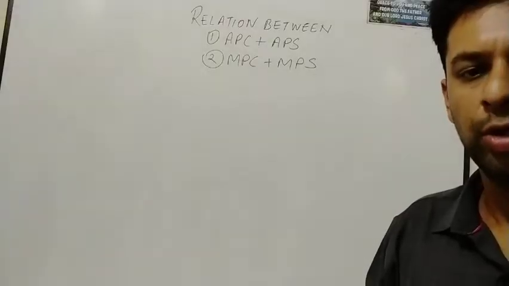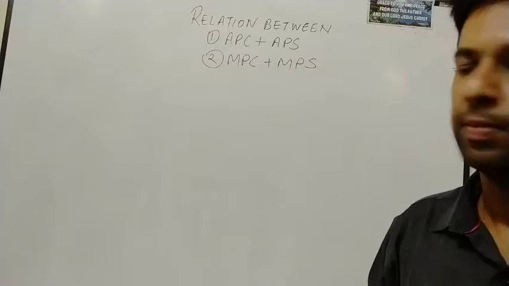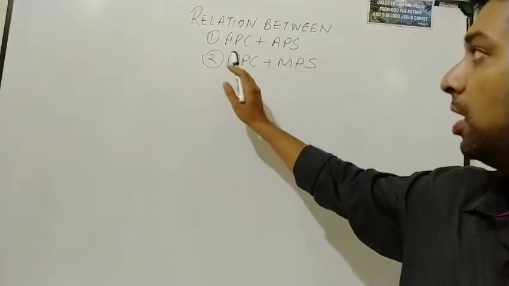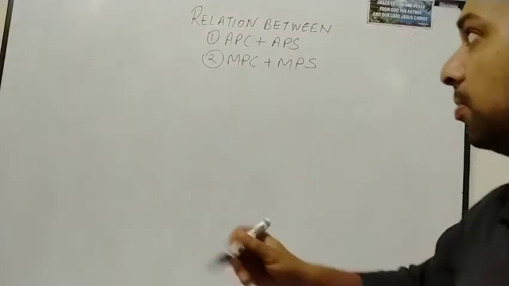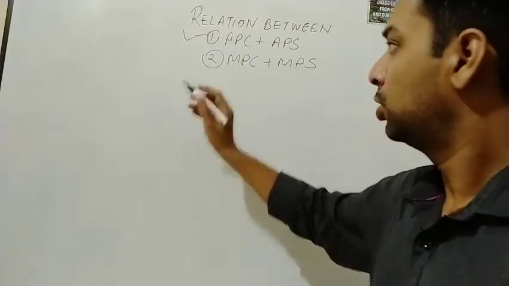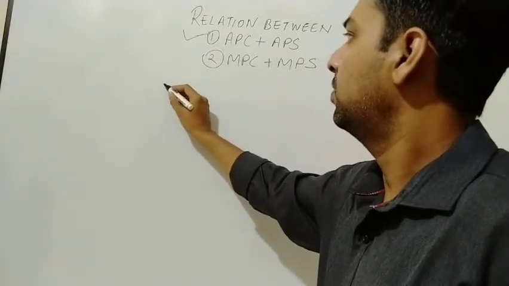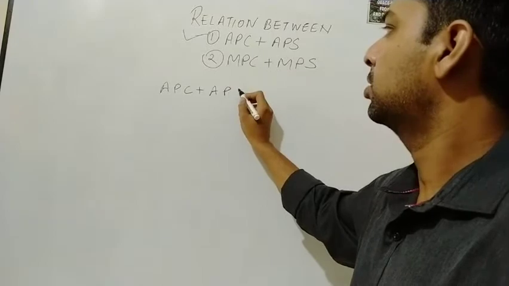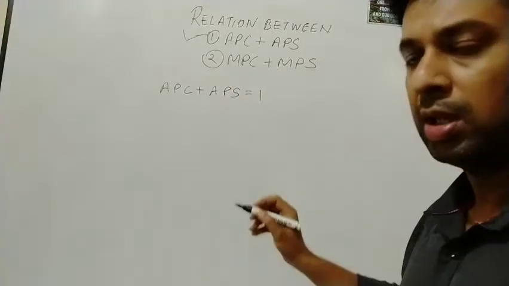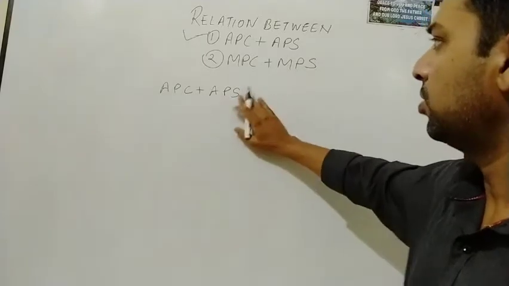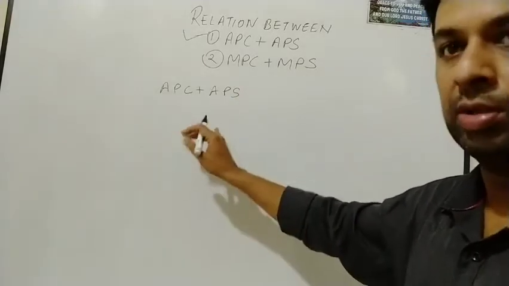Hello students, now we are going to understand the relationship between APC and APS, and MPC and MPS. Let us first try to understand the relationship between APC and APS. We know that APC plus APS is equal to 1. So the total of this should come to 1. Let us try to find out what happens if you add both.